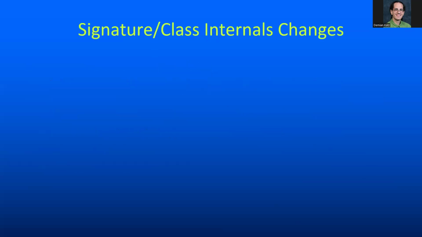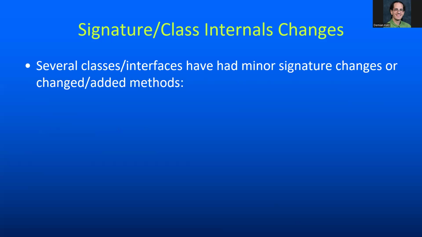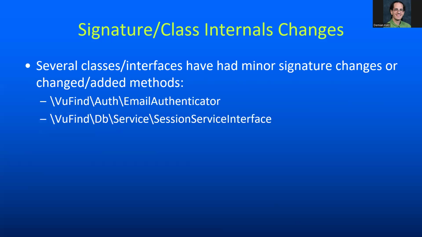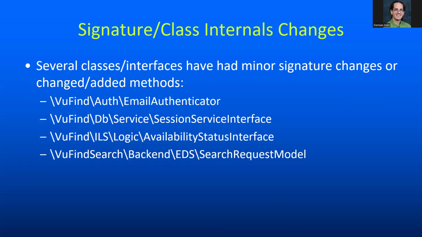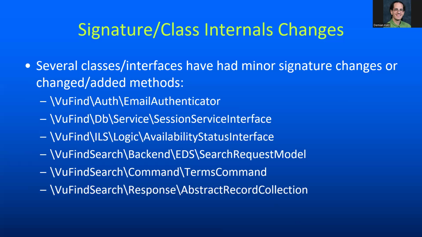There have also been a few changes to class internals and method signatures. This is a minor release, so we tried to avoid backward-breaking changes, but a handful of additions or bug fixes introduced things you might want to be aware of. These are all in places that you're relatively unlikely to be customizing, but still it's good to be aware. So things to look out for: changes to the email authenticator, the session service interface, the availability status interface, the EDS search request model, the terms command, the abstract record collection, and the base class for session handlers.